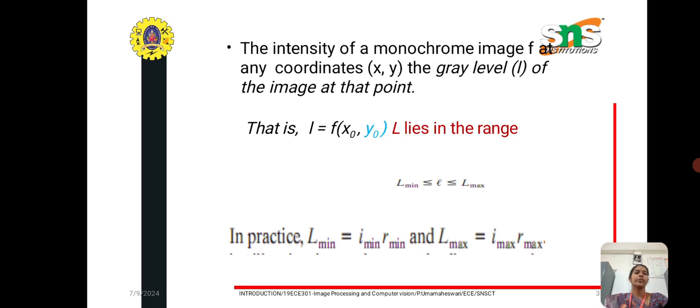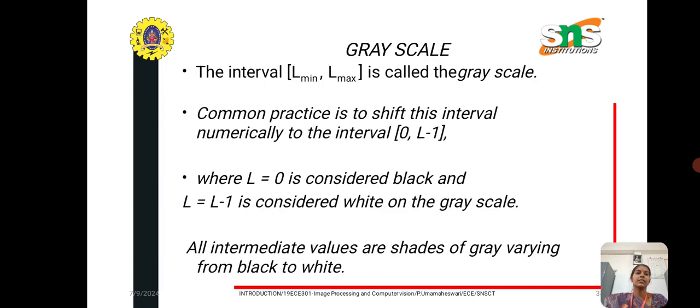Here the intensity of a monochrome image f at any coordinates x naught comma y naught is the grayscale level l of that image at that point, that is, l is equal to f of x naught comma y naught. L lies in the range L minimum less than or equal to l less than or equal to L maximum. In practice, L minimum is i minimum times r minimum, and L maximum is i maximum times r maximum. The interval L minimum to L maximum is called the grayscale.